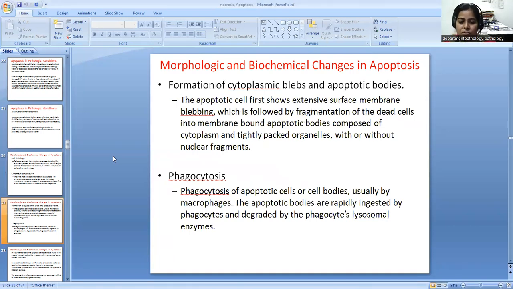Phagocytosis. Phagocytosis of apoptotic cells or cell bodies, usually by macrophages. The apoptotic bodies are rapidly ingested by phagocytes and degraded by the phagocytes' lysosomal enzymes.